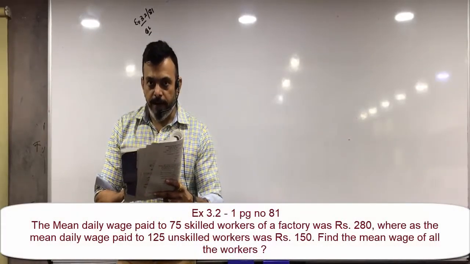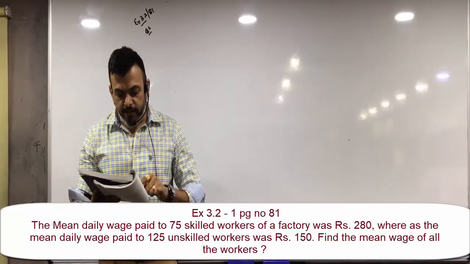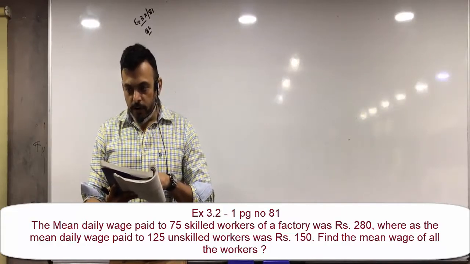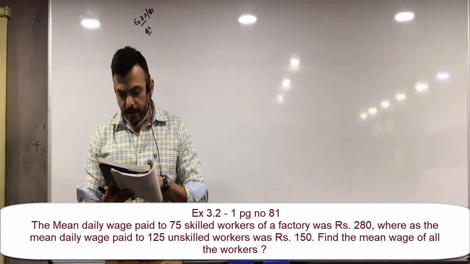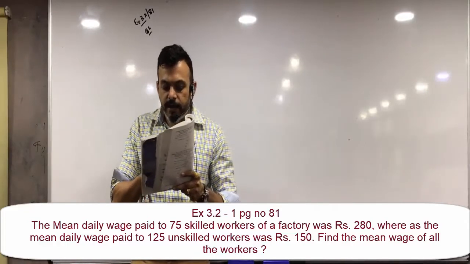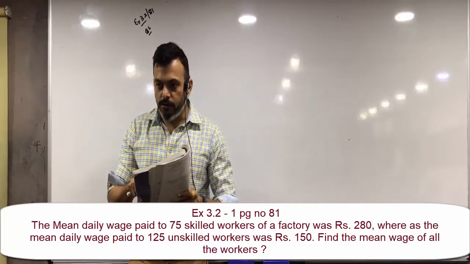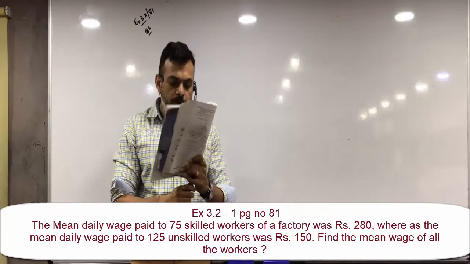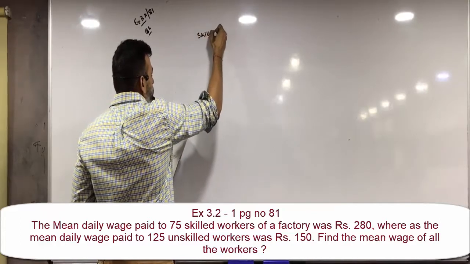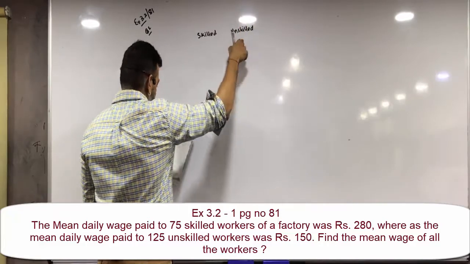Exercise 3.2, page number 81, question 1. The mean daily wage paid to 75 skilled workers of a factory was 280, whereas the mean daily wage paid to 125 unskilled workers was 150. Find the mean wage of all the workers. Now we have over here skilled workers and unskilled. So you present it this way.